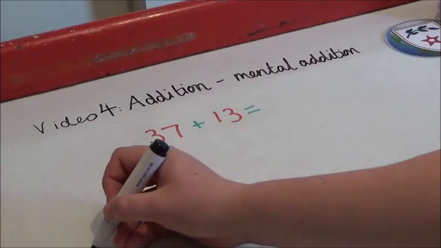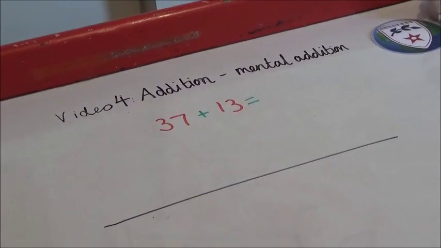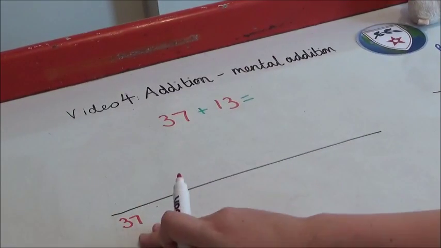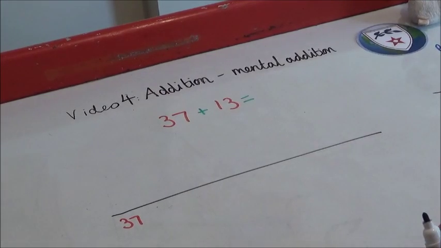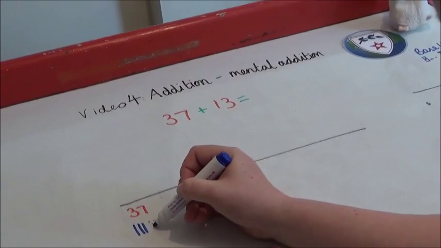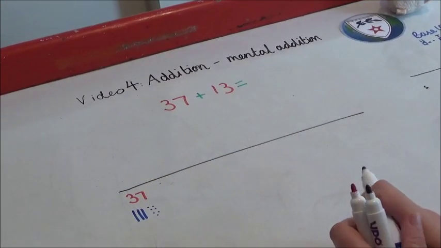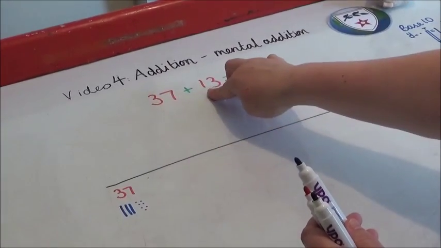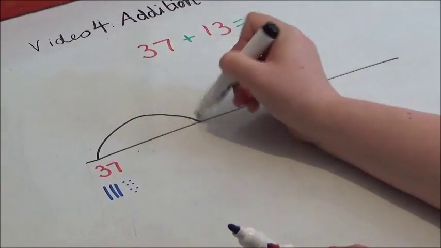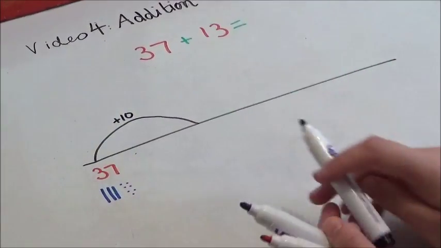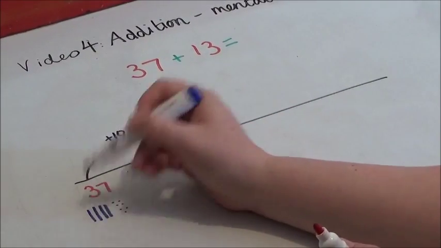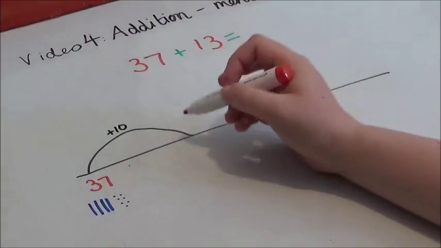Here's my number line. And because we're making the number bigger, we're making 37 bigger, we're going to put 37 down here, because when we add to it, it's going to go up the number line. I'm going to use my base 10. I've got my 3 tens and my 7 units. Right, I'm going to add 10 to 37 first. So using my number line, I'm going to add 10. I can easily see this with my base 10. I've got 37, I'm going to add 10. I can clearly see that that's 47.